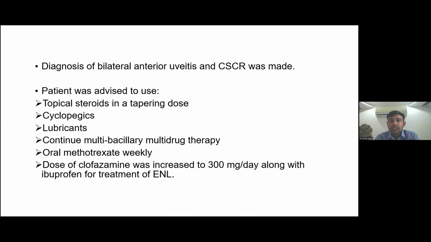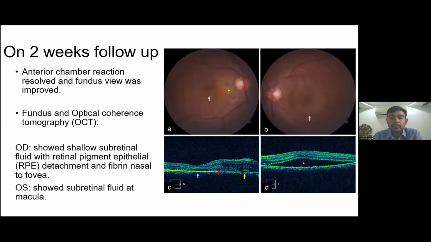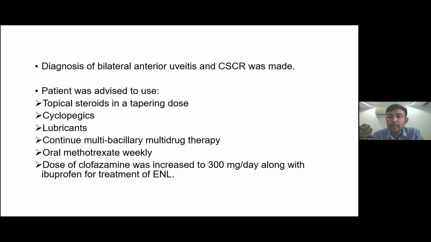So as there was reaction and subretinal fluid accumulation, a diagnosis of bilateral anterior uveitis and central serous chorioretinopathy was made. The patient was advised by the ophthalmology department to use topical steroids in a tapering dose for the reaction part, then cycloplegics or dilators to prevent further posterior synechiae, then lubricants for keratitis, and from the dermatology side, MDT was of course continued.